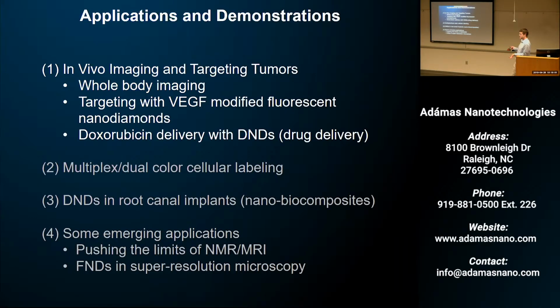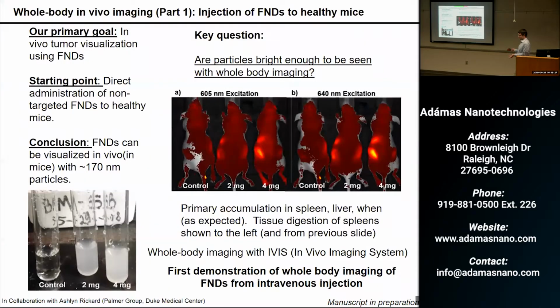The next several slides, I want to go through several applications and demonstrations of diamond as they relate to biological applications specifically. I'll start with whole body imaging and targeting with VEGF, the work that our group and collaborators did over the past couple years under a phase 1 and phase 2 contract from NIH. The primary goal of our research in this endeavor was to use the diamonds to label tumors in vivo and then to image the particles in vivo.